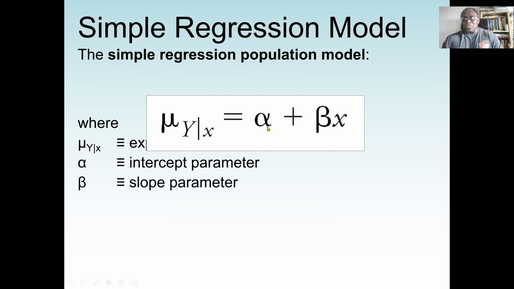Again, alpha represents the y-intercept, or here we call it the intercept parameter. Then y given x, beta here will represent our slope. So this is what we covered in previous lectures.